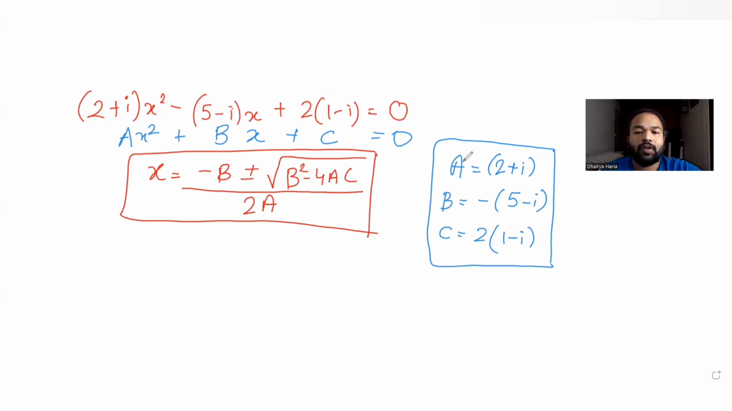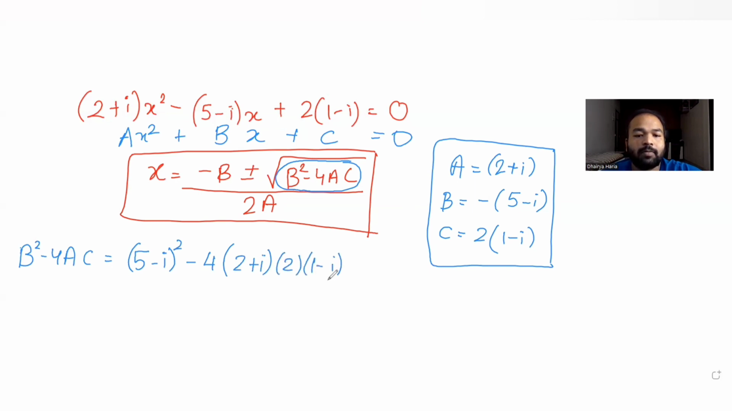Right? So if I further want to solve it, first let's see and understand this part, that is b square minus 4ac. So if I first solve only that much part, that gives me b square minus 4ac is equal to b square, and the square of a negative number we know is always positive, so minus becomes positive. So I'm left with 5 minus i the whole square minus 4 times a, where a is 2 plus i, and c is 2 into 1 minus i.